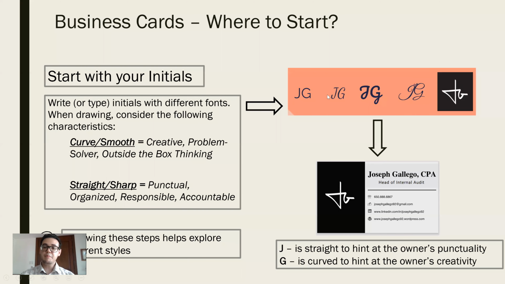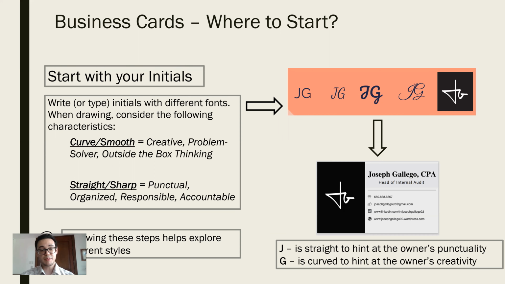And keep in mind when you draw or when you select a font, a curve, smooth motion, such as this one, is indicative of creativity, problem solving, and outside the box thinking. But sharp and straight represents punctual, organized, responsible. Now play around with this. And when I did it, following the arrow marks, you could see my initials evolve from this simple JG onto this black and white JG that I integrated into this business card, where the J represents my punctuality, being sharp, and the G being curved represents my creativity.